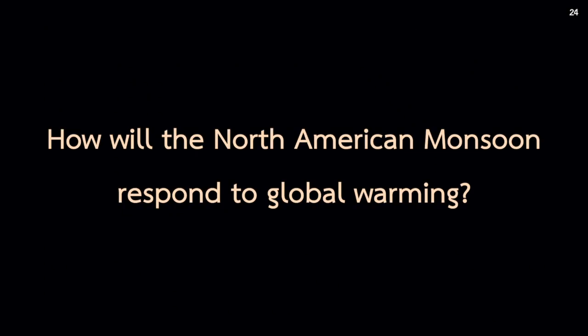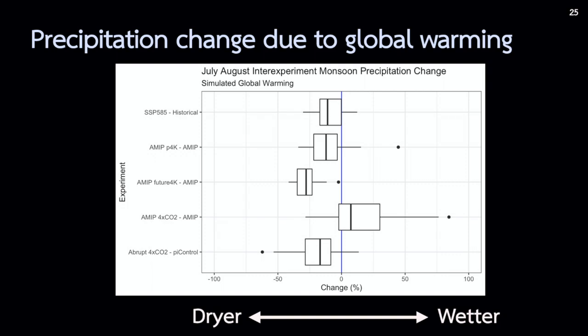Now, just for fun, I would like to see how the monsoon will respond to global warming. So, I chose 5 different scenarios to replicate global warming. For example, the bottom one here is when I quadruple carbon dioxide in the atmosphere. As you can see, in 4 out of 5 scenarios, most climate models predict a decrease in monsoon precipitation, which means that the monsoon might be weakening because of global warming.